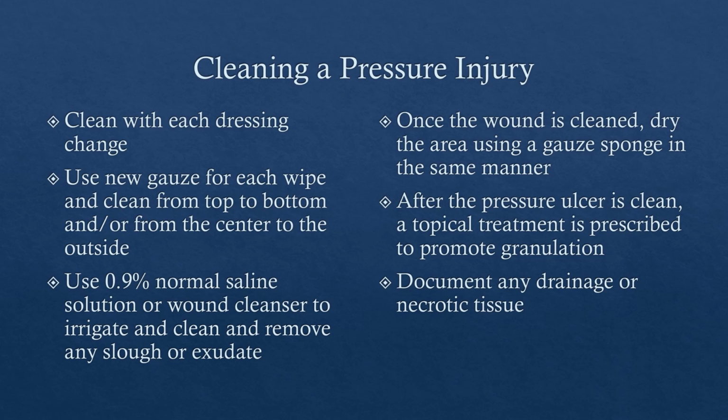We want to clean the wound using a new sterile gauze for each wipe of the wound, cleaning from top to bottom and from the center to the outside of the wound. We use clean gauze for each wipe so we don't contaminate different areas of the wound. Once the wound is clean, we want to dry the wound with clean gauze, the same way we cleanse the wound. Then we want to do more in-depth assessment of the wound, including measurements.